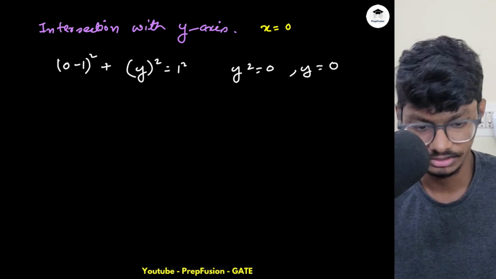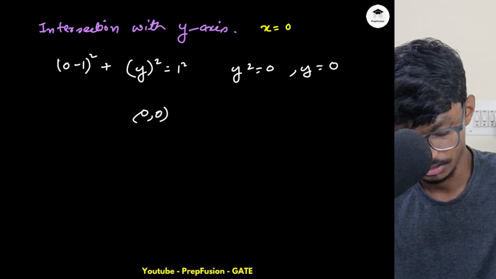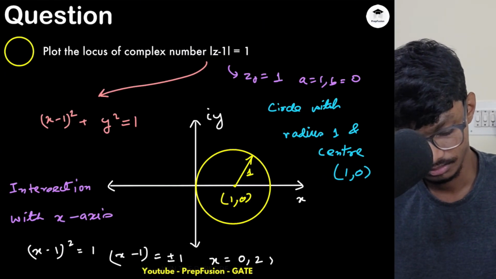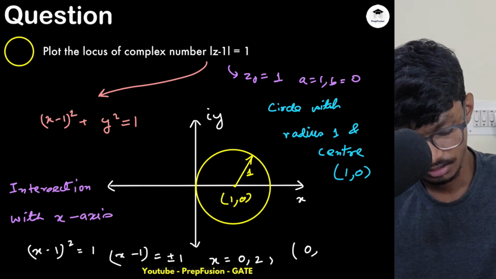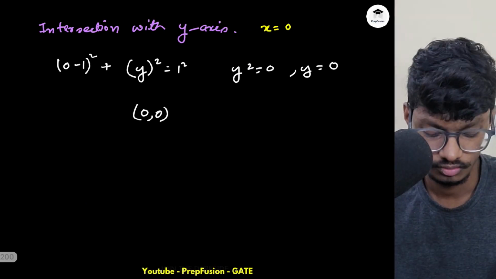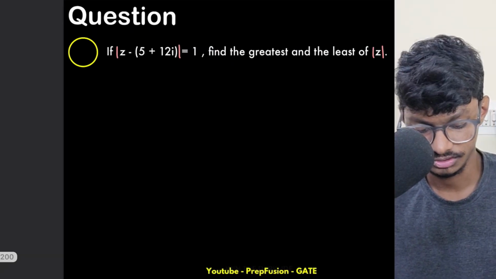Okay, 0 comma 0 is an intersection point, and here it will be 0 comma 0 and 0 comma 2. Okay, these are my intersection points. So yeah, that's basically it for this question. Let's go to the next question.